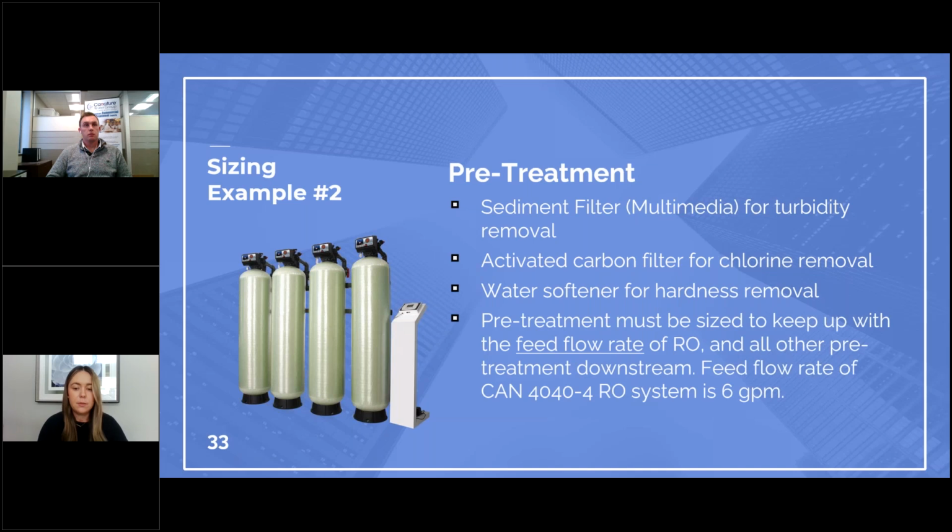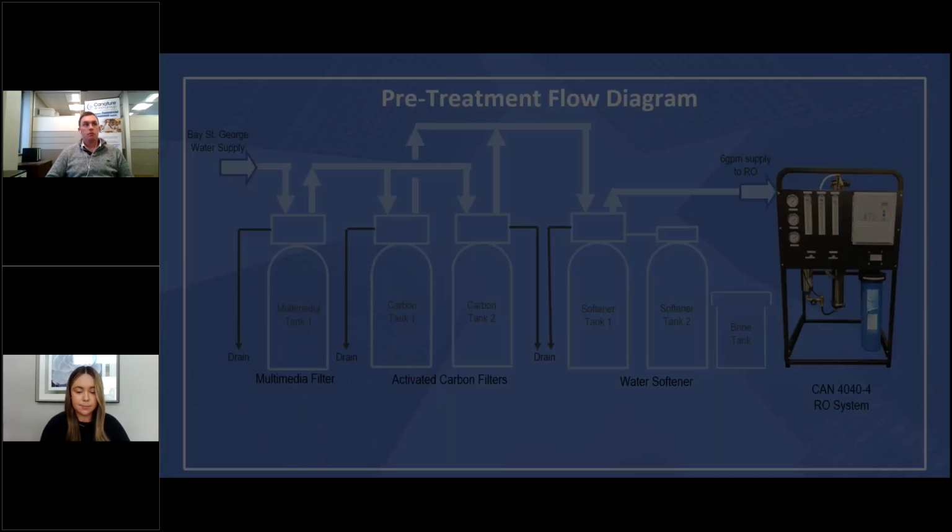Pre-treatment in this case must be sized to keep up with the feed flow rate of the RO system, which is 6 gallons a minute in this case. And it also needs to be sized to take into account any other pre-treatment that's downstream from it. And I'll get into that a little bit more on the next slide. But something to first consider is what order do we want this treatment equipment in?